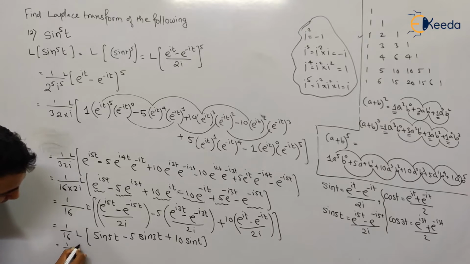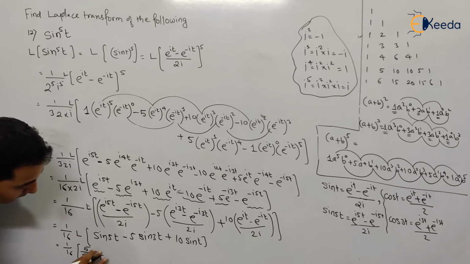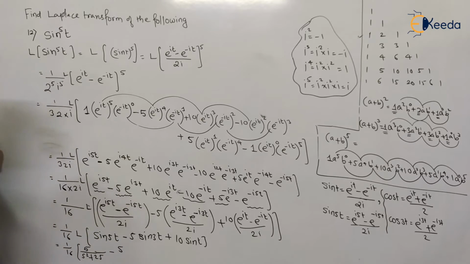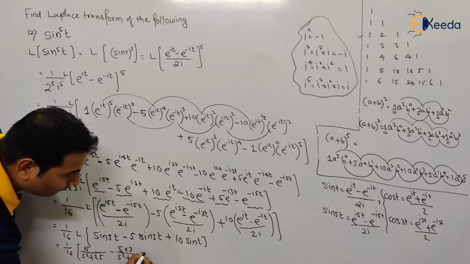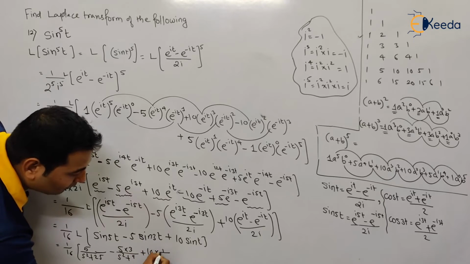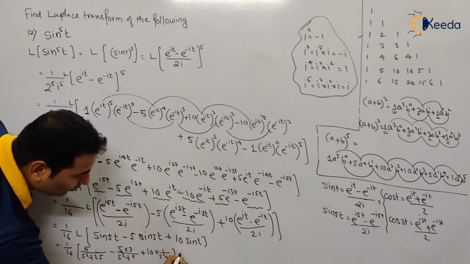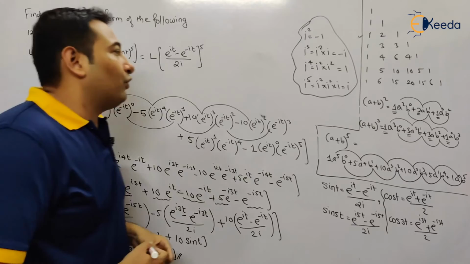Last final step: 1 upon 16, sin 5t Laplace is what? a upon s square plus a square, that is 5 upon s square plus 25. Next, this is a formality step. 5 into sin 3t. Sin 3t Laplace: a upon s square plus a square. Plus 10 sin t Laplace: 1 upon s square plus 1. So this is your required solution for this particular problem.